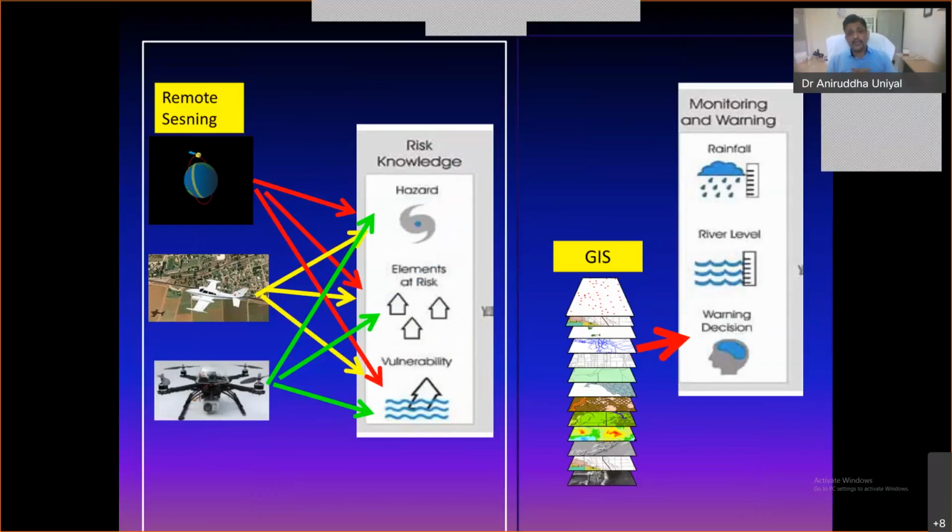And how do we do these things? By getting inputs about the ground from satellite images, space-based platforms, aerial platforms like aerial photographs, and more recently through drones. We can get information about hazard, elements at risk, buildings, habitations, and vulnerability. And then we can combine all these in GIS, and then it helps us in preparing flood hazard maps and then a decision support system.